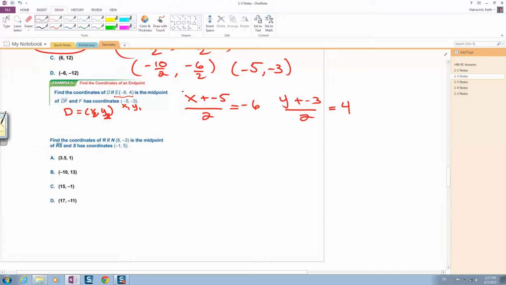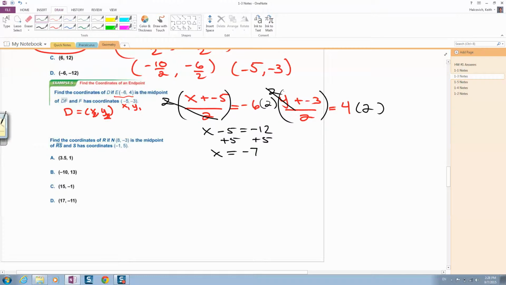Then you can multiply by 2 to get rid of the fraction. So you get x minus 5 equals negative 12. You add 5, and you get x equals negative 7. And then here you do the same thing. You multiply by 2. You get y minus 3 equals 8. Add 3, and you get y equals 11. So the coordinates of D are negative 7 and 11.